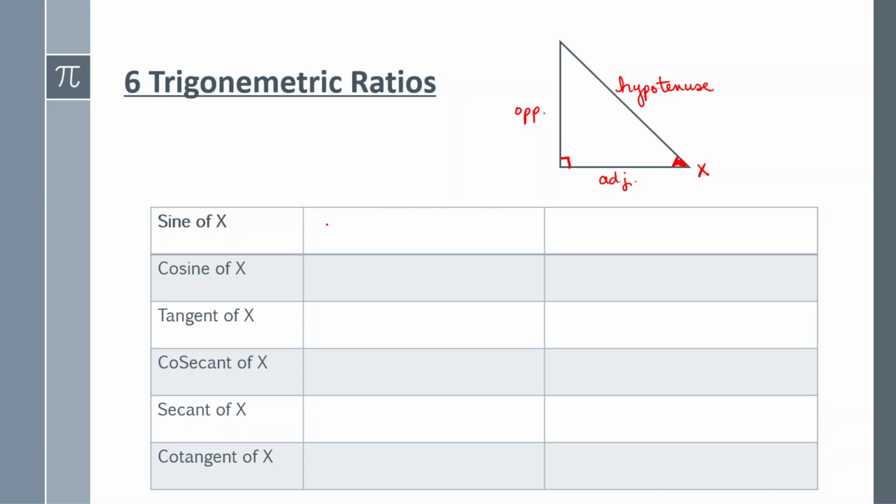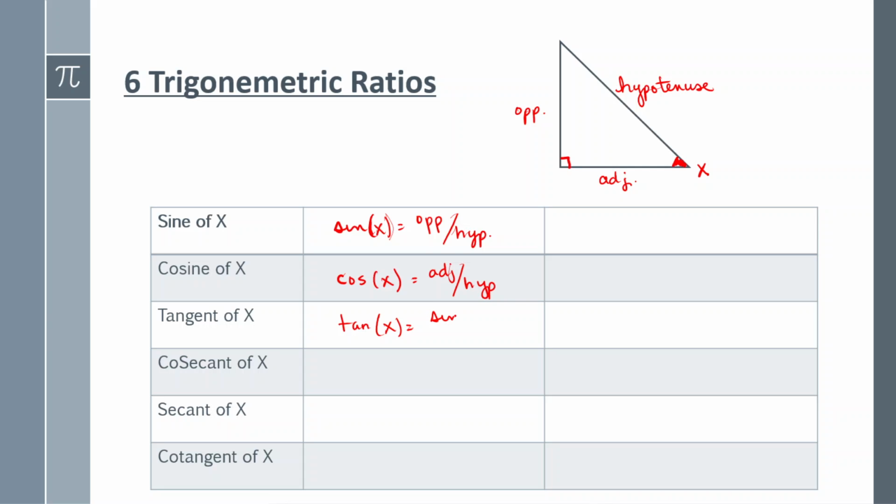Now the sine of angle X is defined as opposite over hypotenuse. Notice I have this X on it. We would read this as sine of X. Sine, cosine, tangent, all 6 of these must have an angle attached to them. They are functions of something, so they have to have an input. Cosine of X is defined as the adjacent over the hypotenuse.